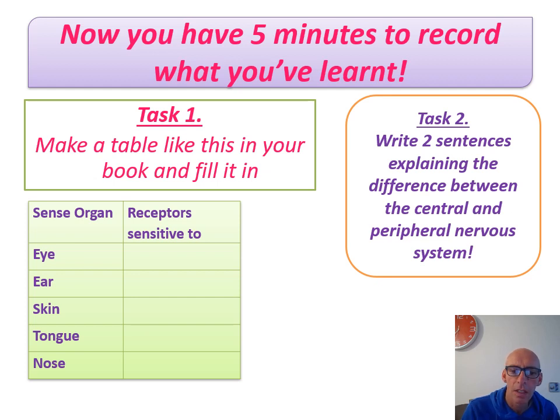Make a table like this in your book. So this table here, what are those parts of your body sensitive to? And then write two sentences explaining the difference between the central and the peripheral nervous systems.